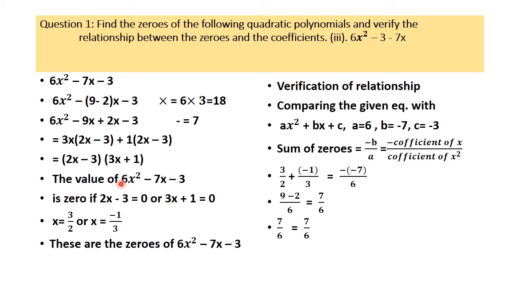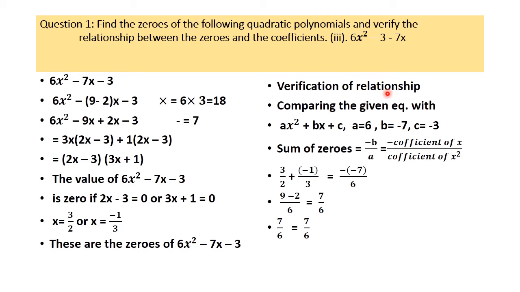The value of this equation is 0 if this is equal to 0. First factor 2x − 3 equal to 0. From this we will get the value 3 upon 2, when 3 goes to this side, so it becomes plus 3 upon 2, and from the other factor, minus 1 upon 3. So these are the zeros of this polynomial.